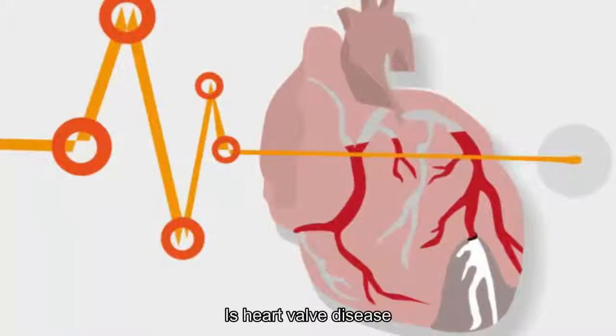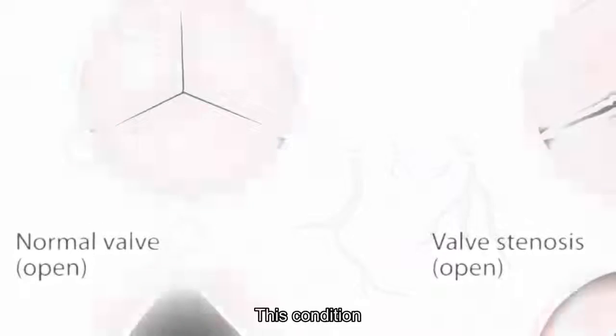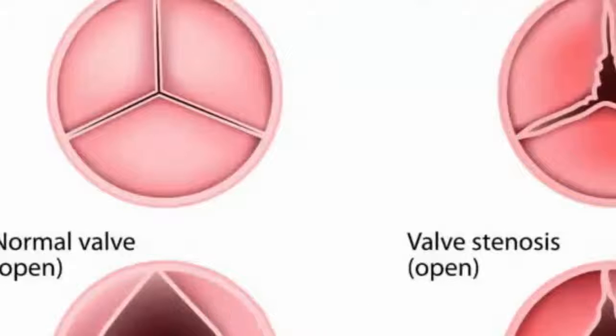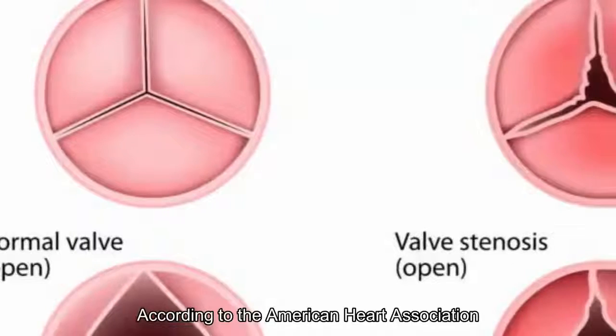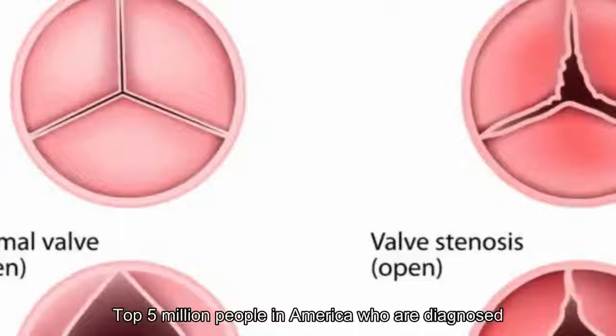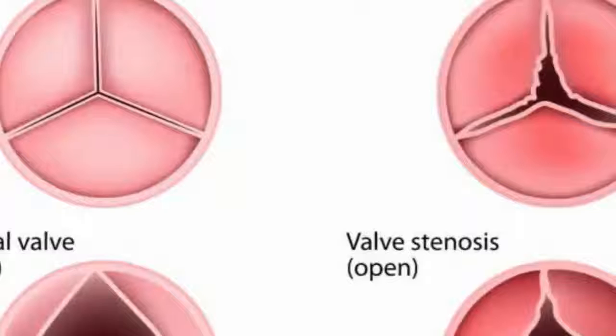1. What is heart valve disease? Also known as valvular heart disease. This condition is basically when one, or more, of your four heart valves stops working properly. According to the American Heart Association, there are about 5 million people in America who are diagnosed with this condition every year.